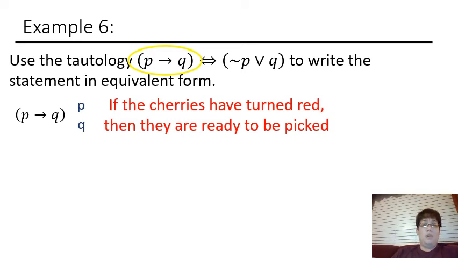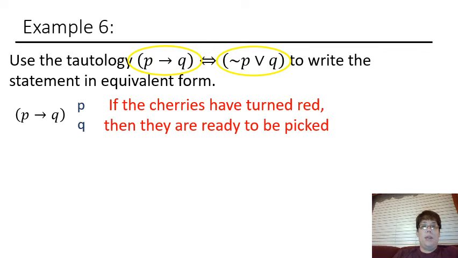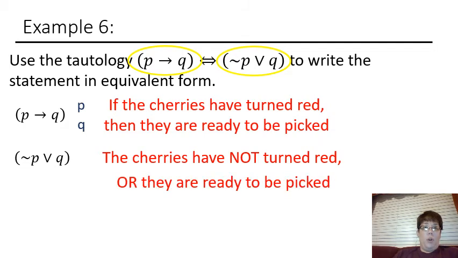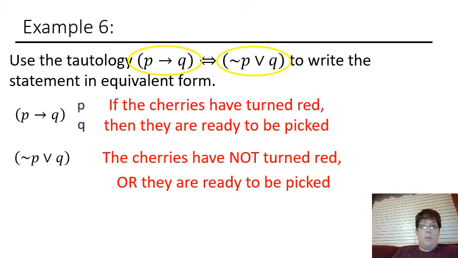So now I want to write out the second part of the statement, not P or Q. All right, so not P. If the cherries have turned red is P, then not P would be the cherries have not turned red. Okay, so that's not P. Now I'm going to do or, then Q, and Q was they are ready to be picked.